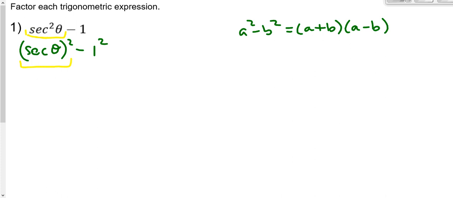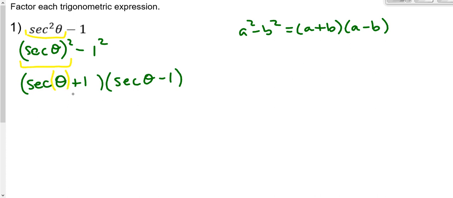Okay, so that means this is going to factor into secant theta plus 1 times secant theta minus 1. Now, hopefully you realize that that plus 1 is outside the secant function, and the minus 1 is outside the secant function. The only thing that's inside the secant function in this case is theta.